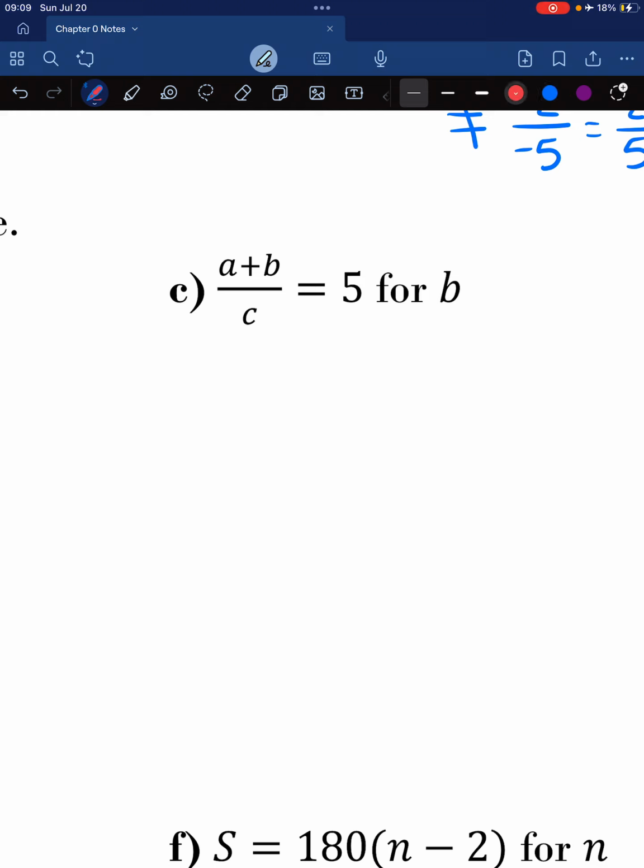Okay, solve for b. So again, b is kind of in grouping symbols up in the numerator here. Those are grouped, which means I need to get rid of that c first. That's something we've been doing on the front side of these notes. So I'm going to start by multiplying both sides of the equation by c. Trying to get the b all by itself, so I'm going to go ahead and subtract this a.